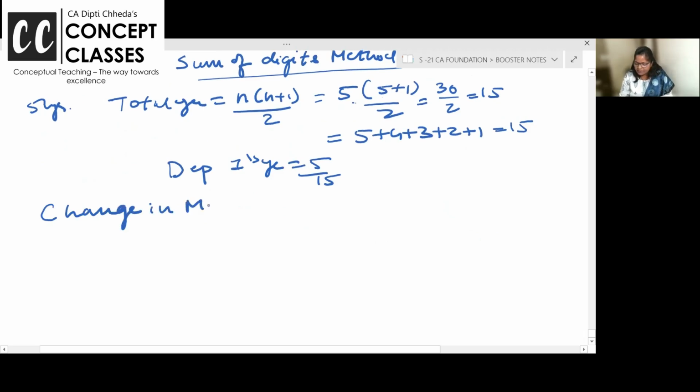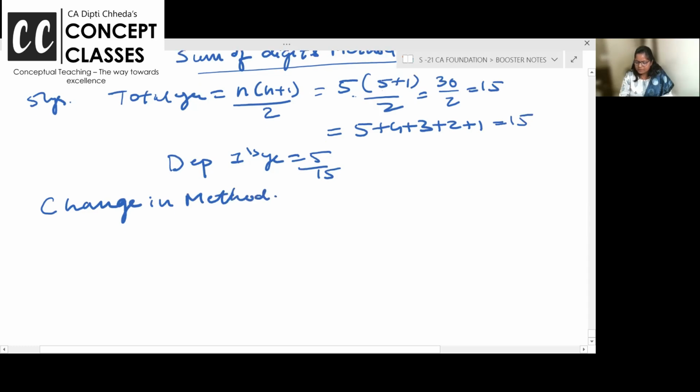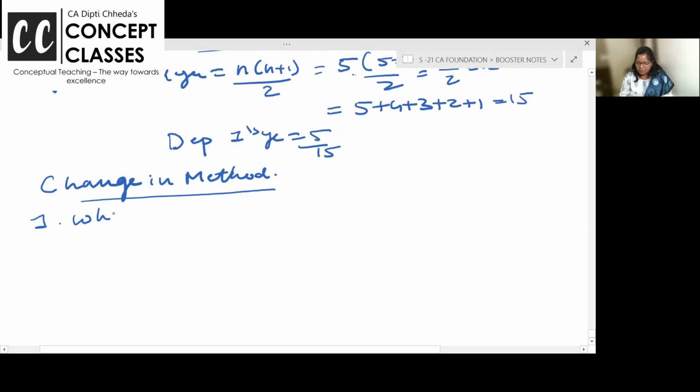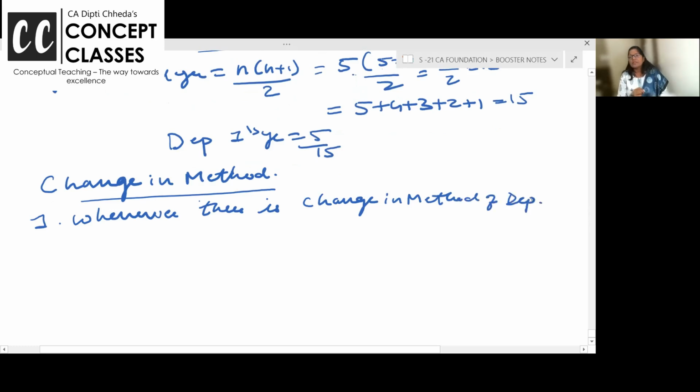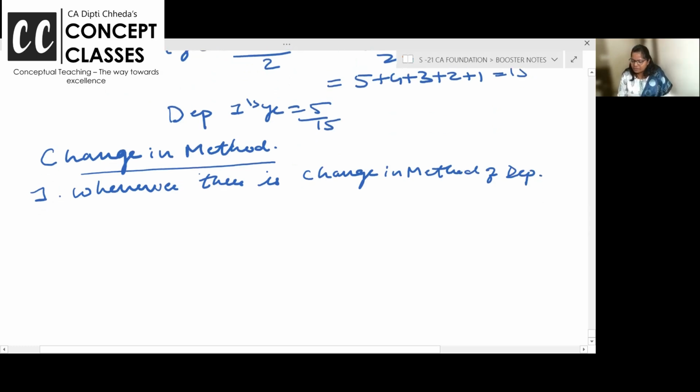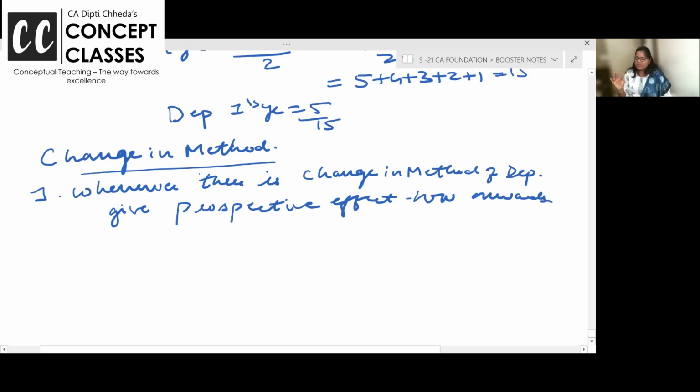And then write down: change in method. Point 1, whenever there is a change in the method of depreciation, give prospective effect. Give prospective effect, now onwards. Yes?